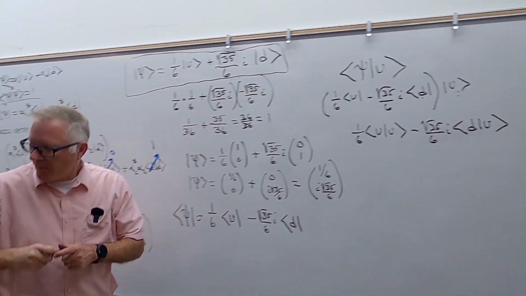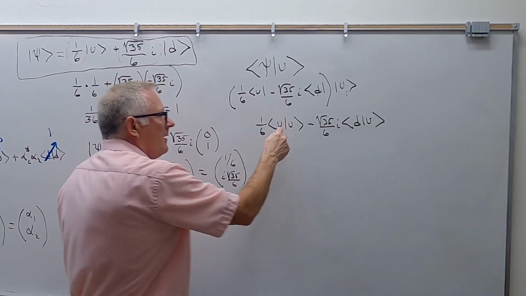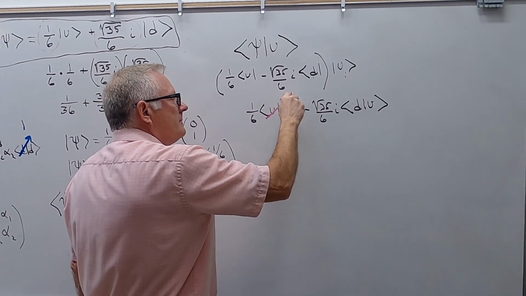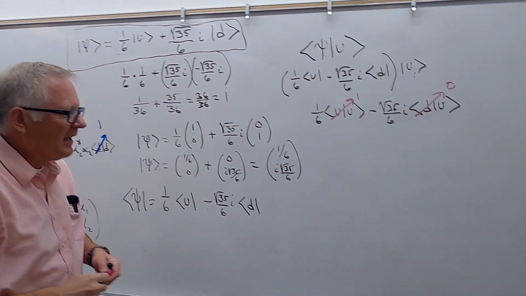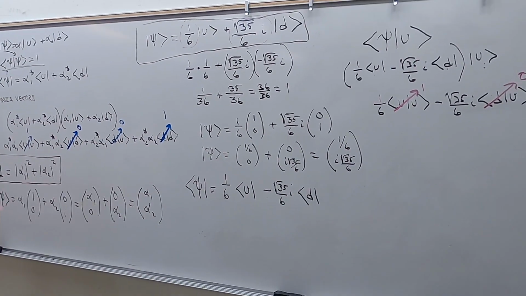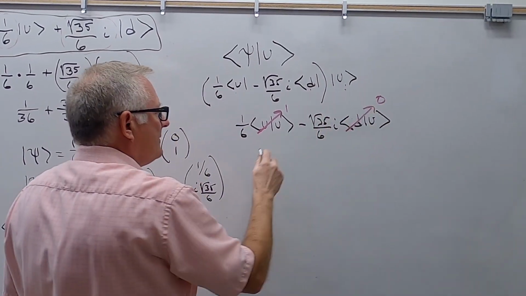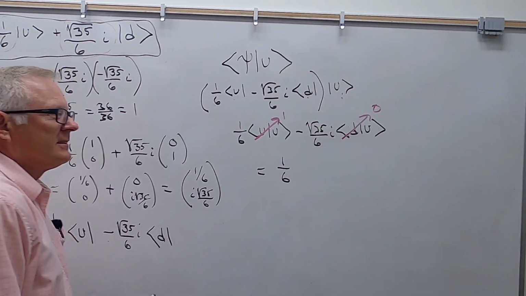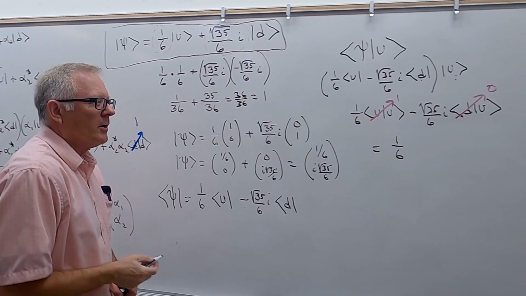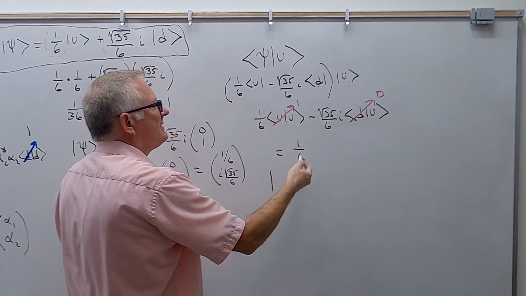Now from the orthonormality of our state vectors, remember this is just 1 and this one is 0. Remember, all of our dots are either going to be 0 or 1. So what are we left with? This is gone, so we just get 1/6. Now, that's not the probability. For the probability, you have to take the magnitude of this squared.